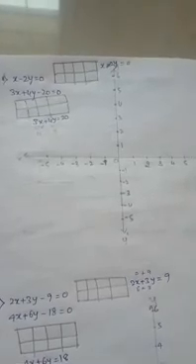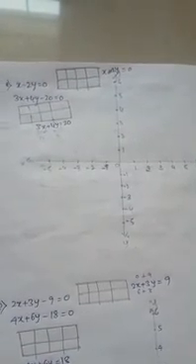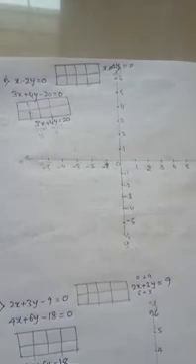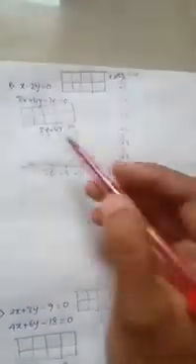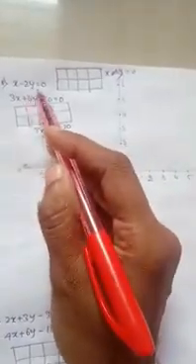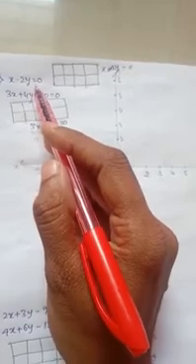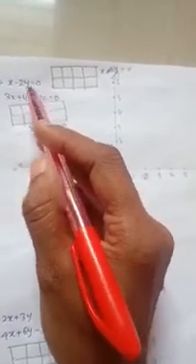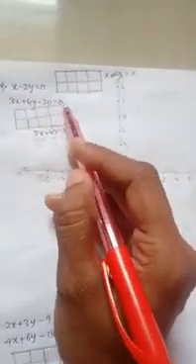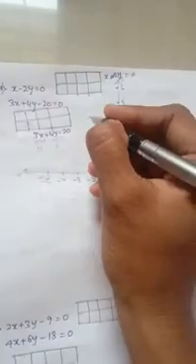Students, now we discuss how to draw the graph for linear equations. For example, we take a pair of simultaneous linear equations: x minus 2y is equal to 0 and 3x plus 4y minus 20 is equal to 0. These are the two linear equations.